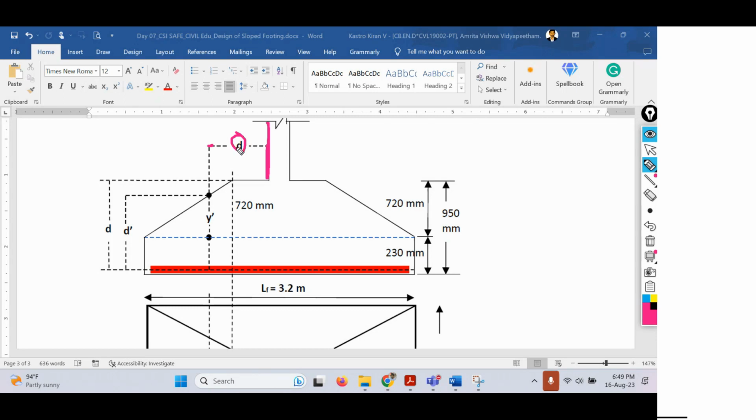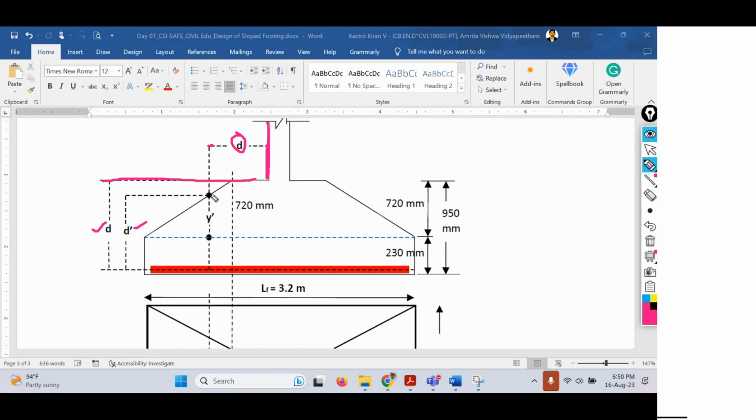The other parameters you can see here are d and d dash. What are d and d dash? d is the distance from the top of the sloped footing to the center of the reinforcement bar provided at the bottom. Here the red one is the reinforcement bar. I'm calling it the effective depth. This is the d value for the one-way shear calculation.